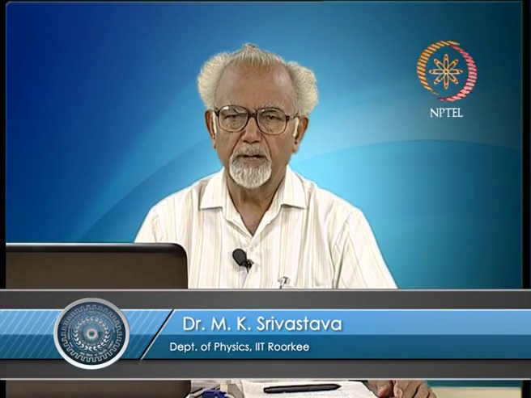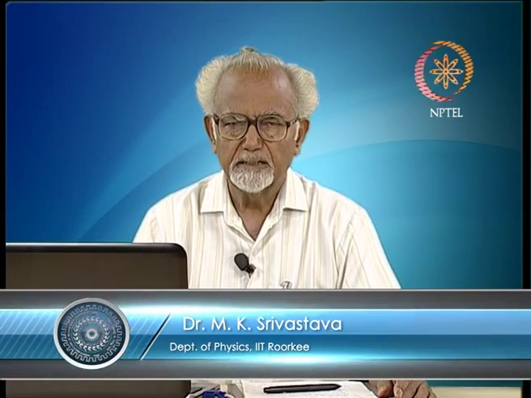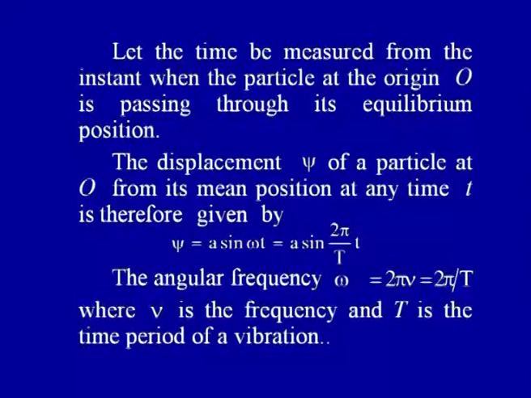The angular frequency omega is equal to 2 pi nu, which is equal to 2 pi by capital T. Nu is the frequency and capital T is the time period of a vibration. You see, this result for psi equal to a sin omega t is a very standard result for a particle executing simple harmonic motion. Simple harmonic vibratory motion results whenever the situation is such that the restoring force due to elasticity of the medium is proportional to the displacement.